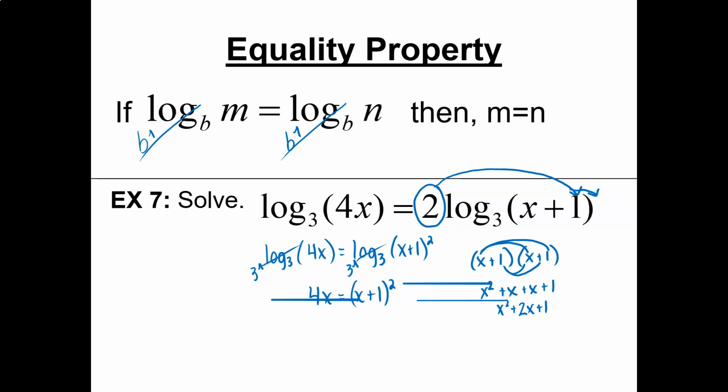Okay, so right here we're going to have 4x equals x squared plus 2x plus 1. Now, at this point in your math career, I prefer that you don't have to write this over to the side. You should be able to square that in your head, but I'm not sure if you've been taught how to square it in your head or not. You may have just figured it out on your own.